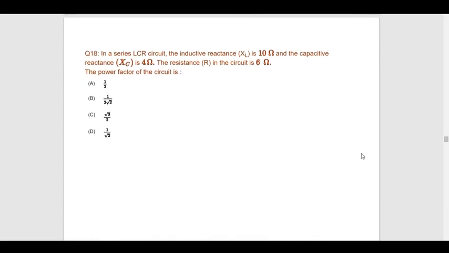This question says that in a series LCR circuit, the inductive reactance XL is 10 ohms, the capacitive reactance XC is 4 ohms, and the resistance in the circuit is 6. Okay. The question is asking what is the power factor? So power factor in a circuit is always represented by this formula, cos phi, which is equal to R by Z, where Z is impedance, which is root of R square plus XL minus XC whole square. So all the values are given, right? All the values are given in this question.